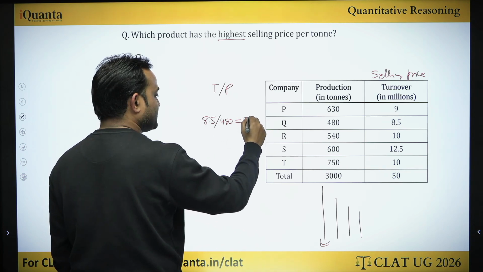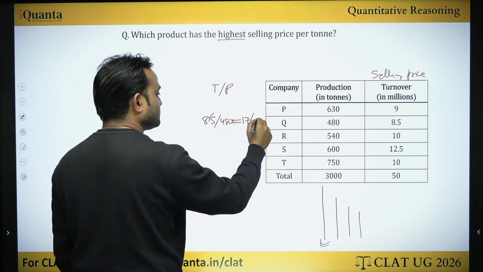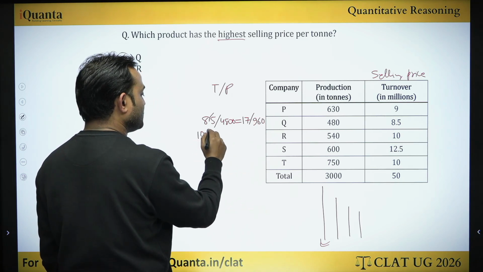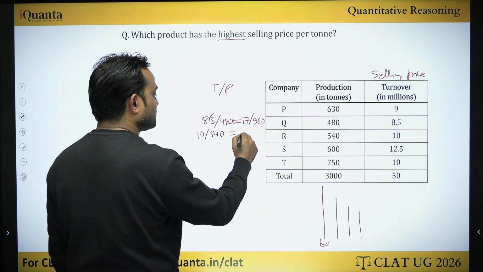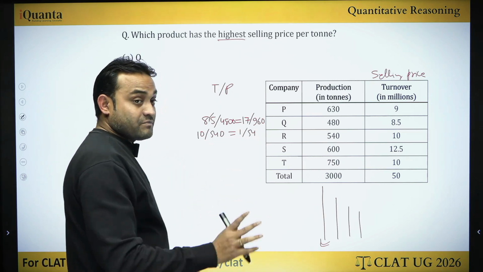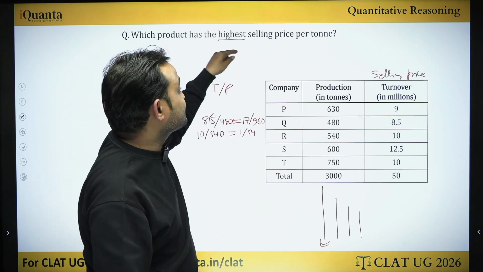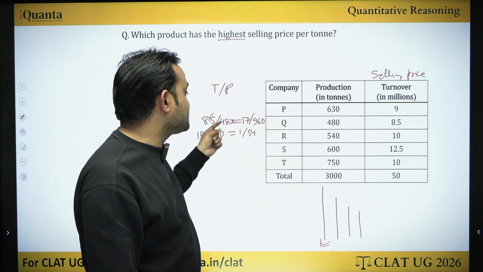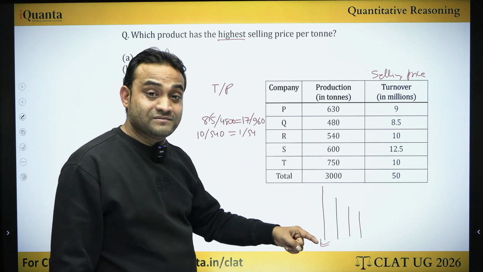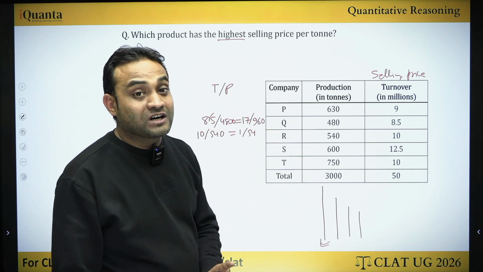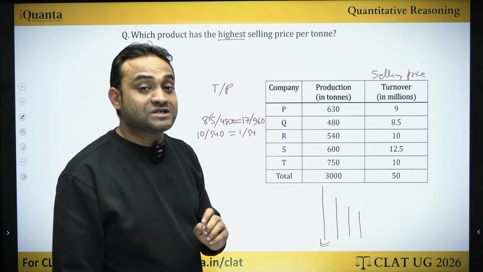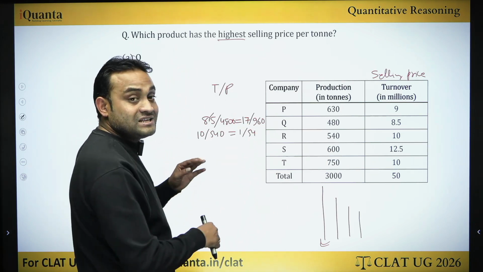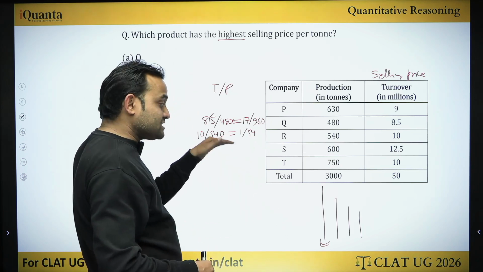So 17 upon 960. In this case, this will be 10 upon 540, which is equal to 1 by 54. Now again, remember, this is not the selling price per ton. Okay, for this we will have to multiply all of these values by 10 to the power 6 and calculate the exact value. But we don't want that. We don't want the exact value. We just want to compare and find the highest one. So these are only the deciding factor that will tell us which one is highest or lowest.